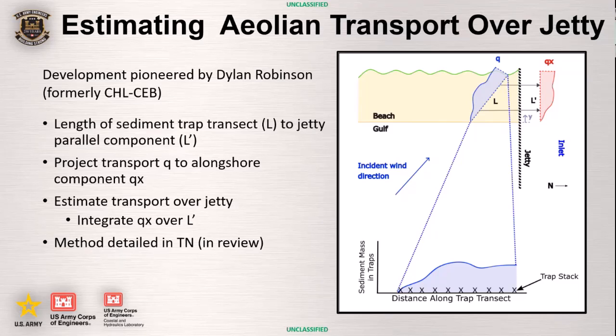Basically, what Dylan set up was that we're able to take this length of the sediment trap transect and put it in the context of the jetty length. We extract that Q_x component and then integrate that same distribution that we showed, but over the jetty length itself.